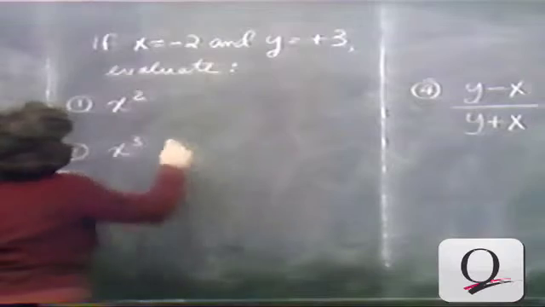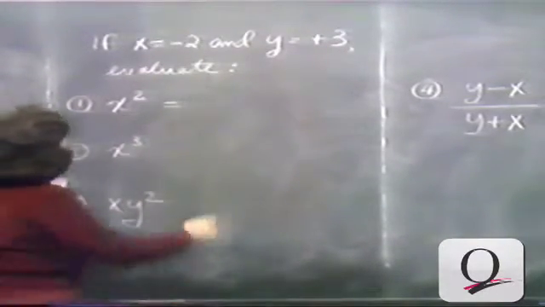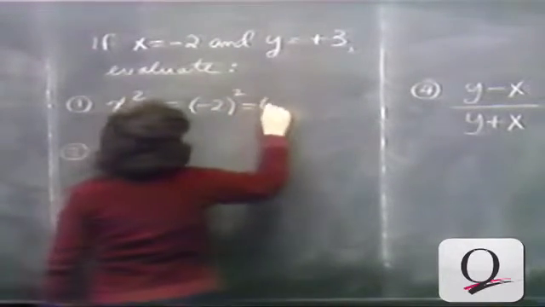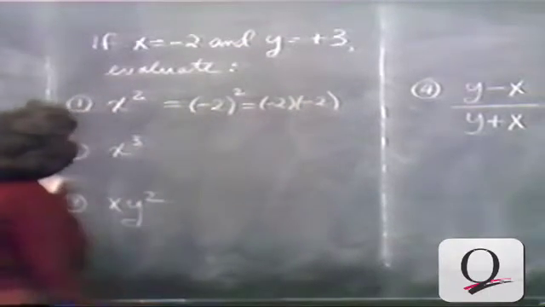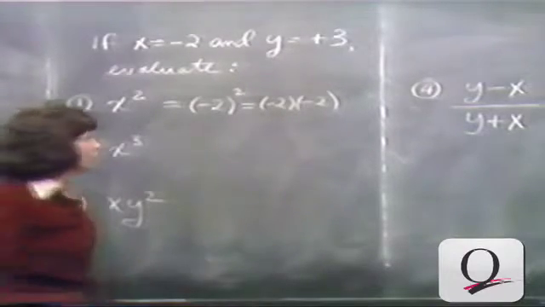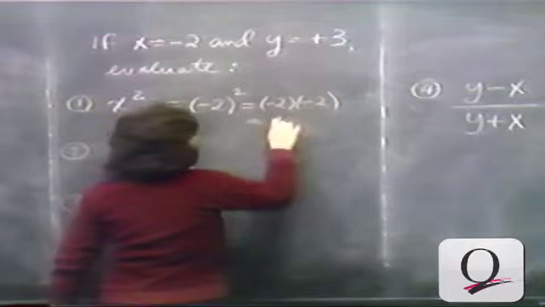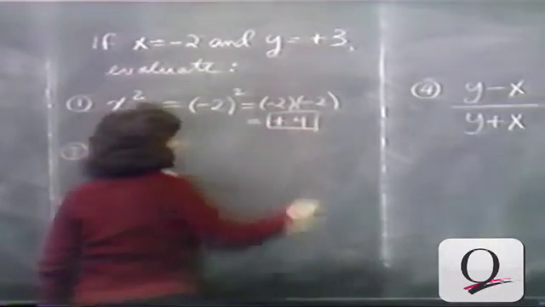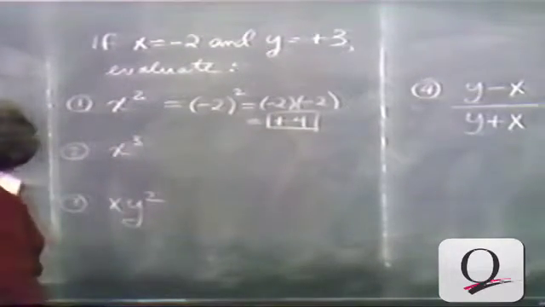Okay, x squared. X is equal to minus 2. This must mean minus 2 squared, which is minus 2 times minus 2. Minus 2 written as a factor twice. This is a negative times a negative, so the answer is going to be positive 4. You ignore the signs. 2 times 2 is 4, and the negative times the negative gives you a positive answer.